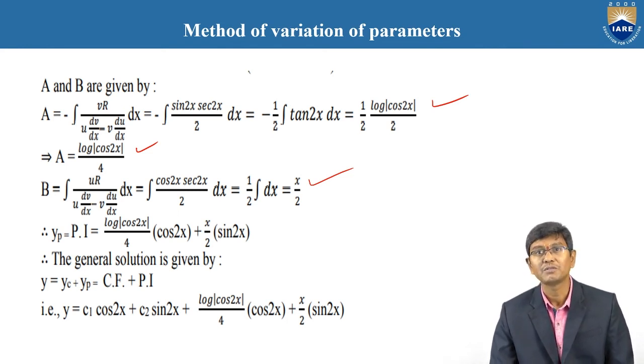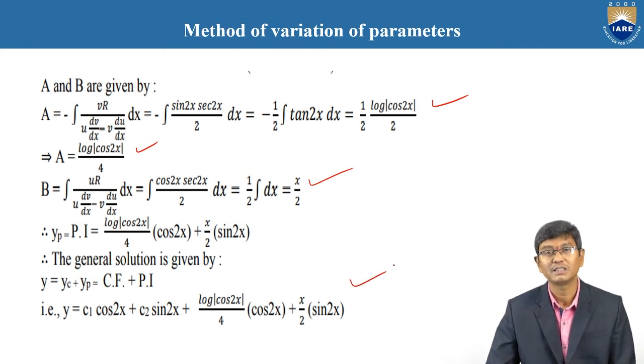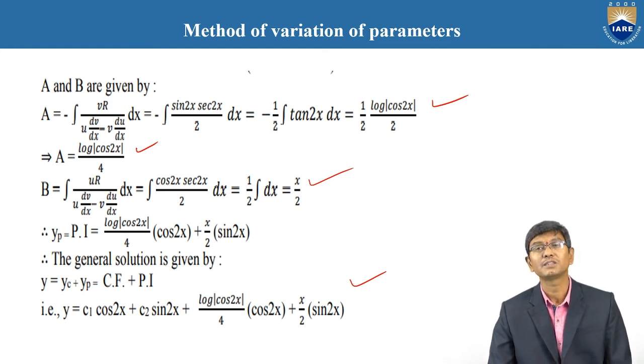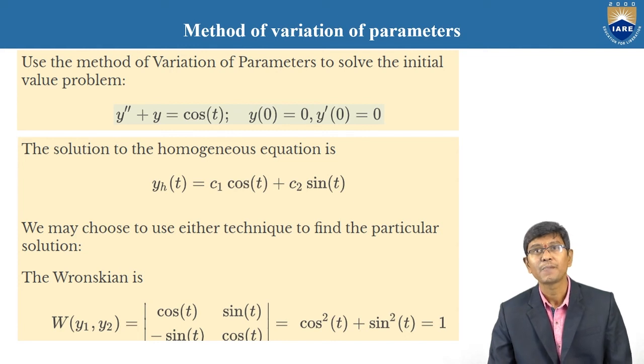Now we need to write the general solution with the help of the complementary function plus the particular integral. Therefore, finally we obtain c1 cos 2x plus c2 sin 2x plus log modulus of cos 2x by 4 into cos 2x plus x by 2 into sin 2x as the final solution. Now we need to discuss using the method of variation of parameters to solve the initial value problem.